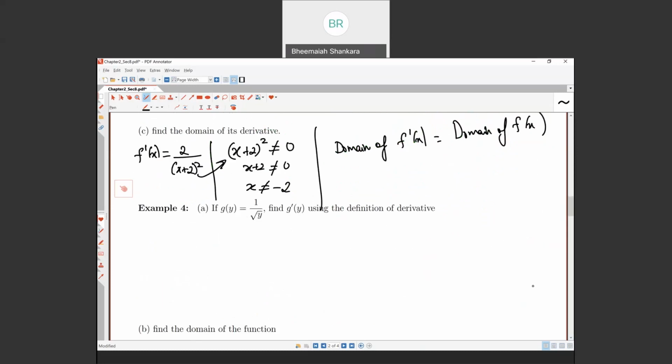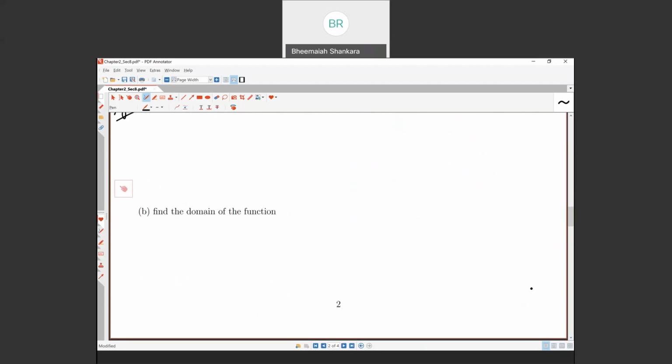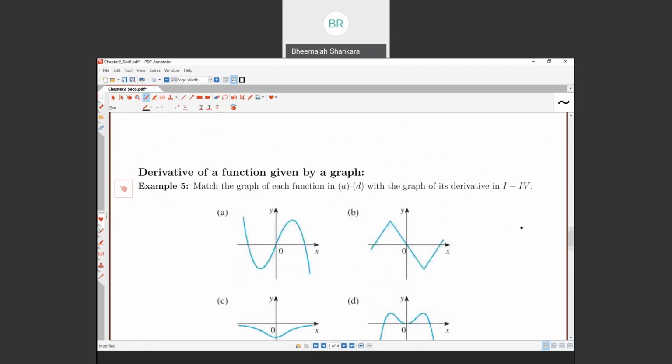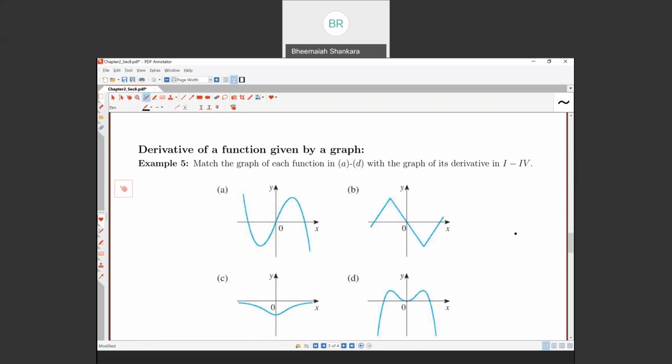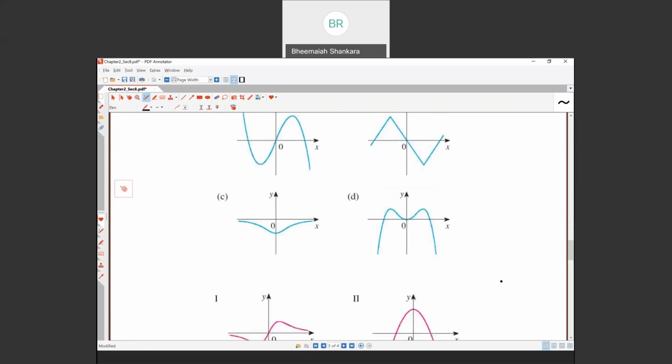Similarly, you can try this problem using the definition and find the domain of the derivative and the function. In the next example, example 5, you want to match the graph of each of these functions a to d with its derivative graph below, 1 to 4.